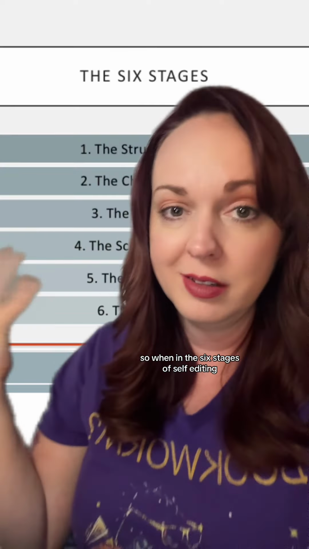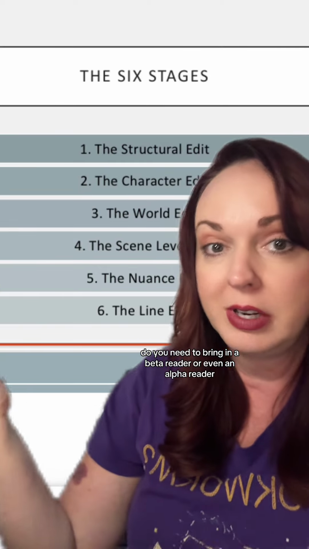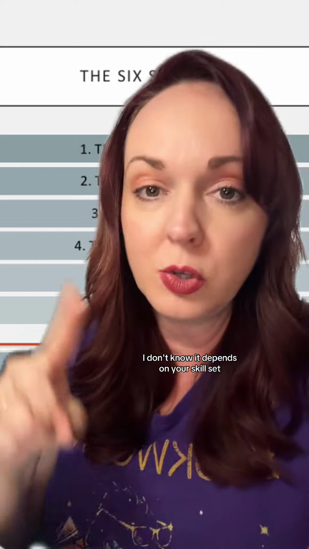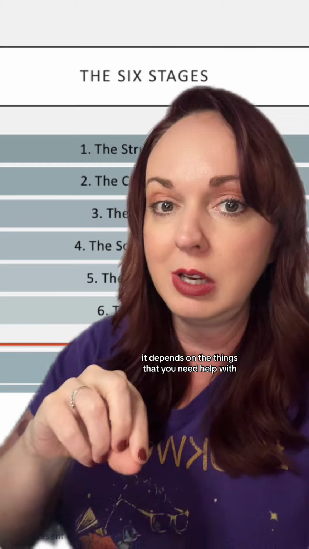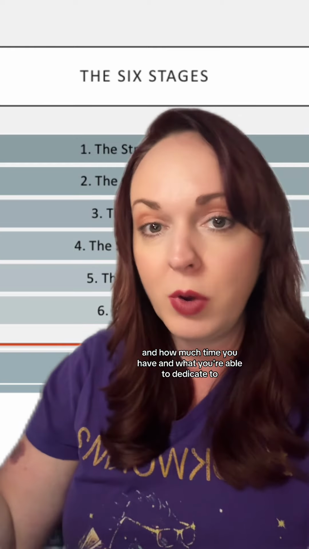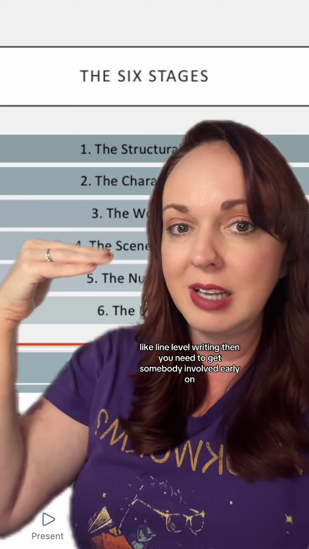That's fine. So when in the 6 stages of self-editing do you need to bring in a beta reader or even an alpha reader? I don't know. It depends on your skill set. It depends on your critique partner's skill set. It depends on the things that you need help with and how much time you have and what you're able to dedicate to it. Do you need help with structural stuff, but you're pretty good at line level writing?